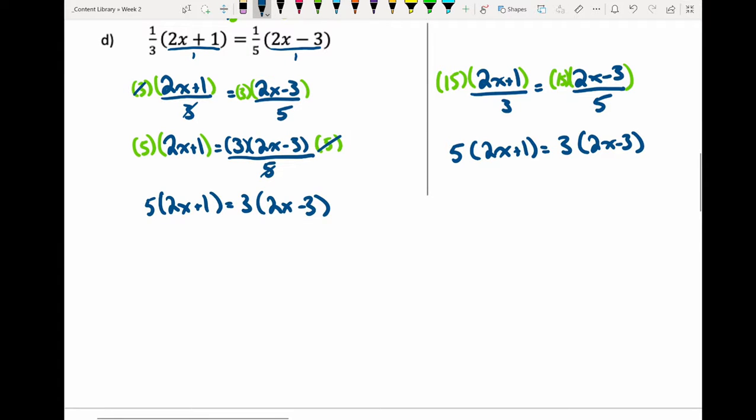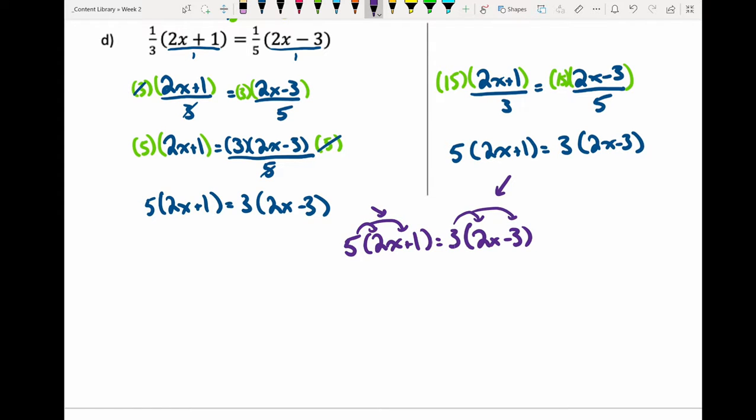So then now what we can do, let me just use a different color. Now we can basically just work from this one step. So let me just rewrite 5 times 2x plus 1 equals 3 times 2x minus 3. So again, we just basically go right to here. Either way you get to this step is fine. Multiplying the 5 into the first bracket, multiplying the 3 into the second one. So 5 times 2x is 10x, plus 5 equals 6x minus 9.